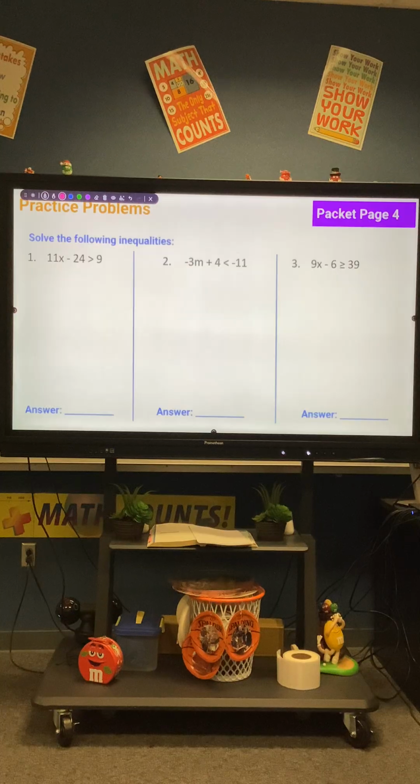You treat the inequality sign like an equal sign. You do the same thing. Do you know how to solve this one? How did you get it?